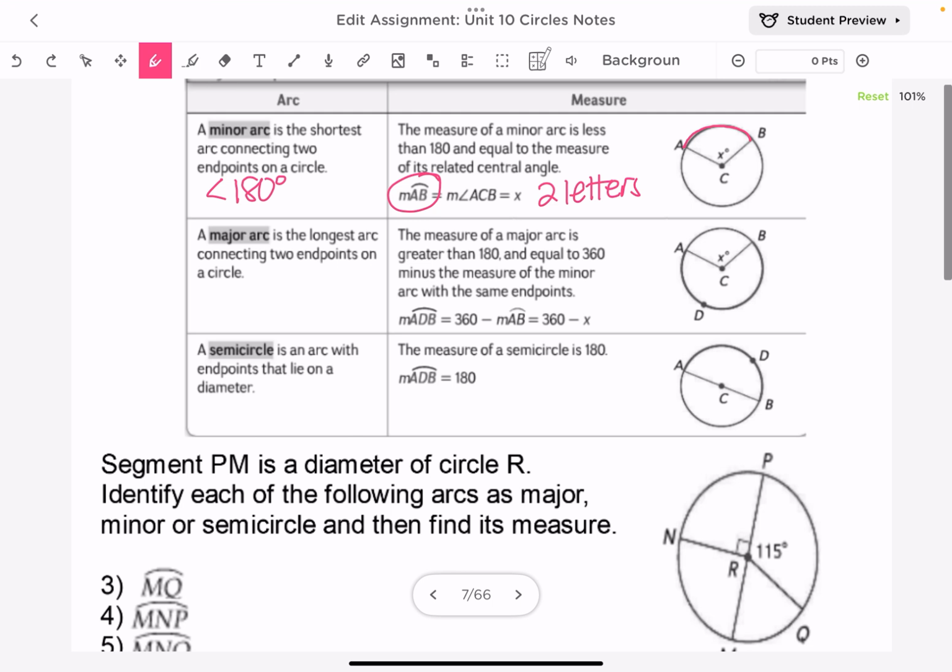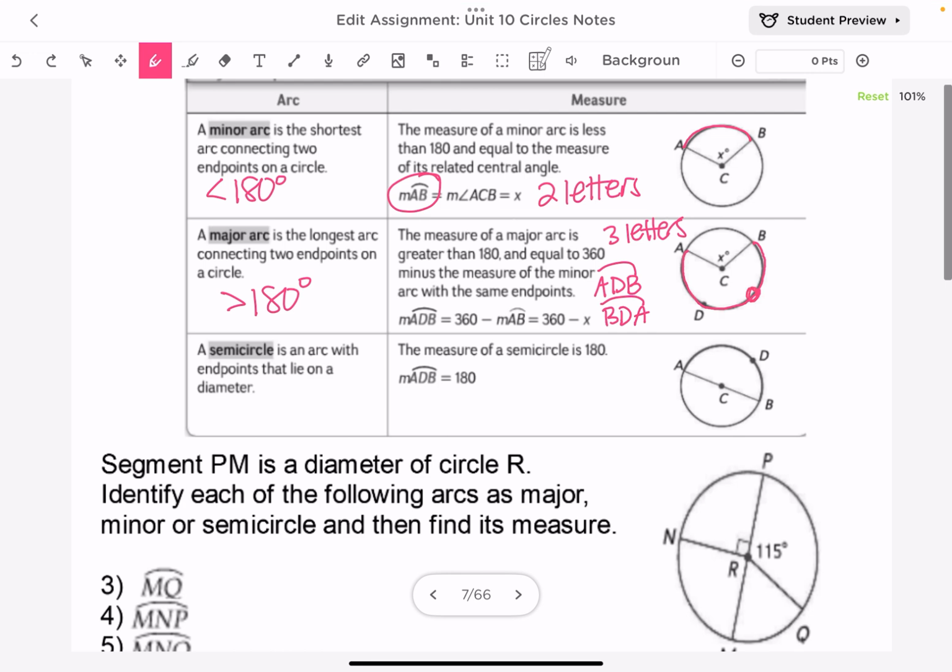Okay, and then we have our major arc. So our major arc in this next picture, that would be more than 180 degrees. And you name an arc with 3 letters, and it needs to be in the order you read it. So in this picture, I could either say that's arc ADB, or I could say BDA. You never use 4 letters.